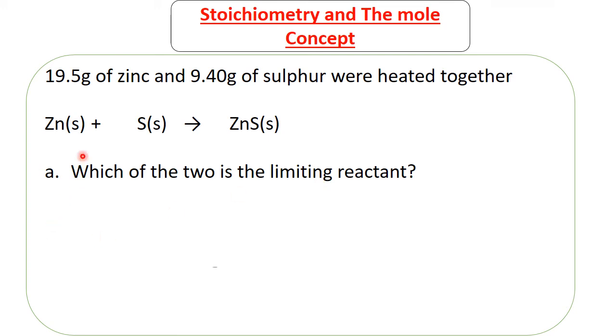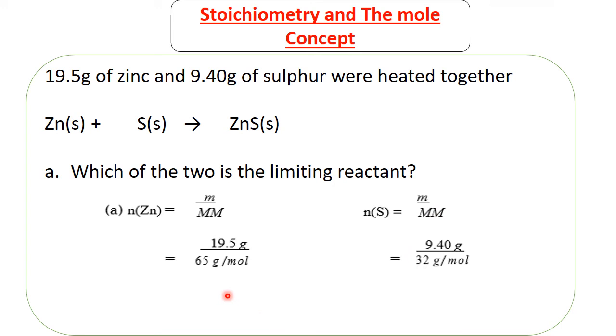We need to know the number of moles of zinc and the number of moles of sulfur. Of course we use our formula. Number of moles of zinc is mass over molar mass, and when we substitute, the molar mass of zinc is 65 grams per mole, and that of sulfur is 32 grams per mole. When you divide, we get 0.3 moles and 0.29 moles. So this number is less than this, so this is the limiting reagent. But remember, we have found the number of moles.